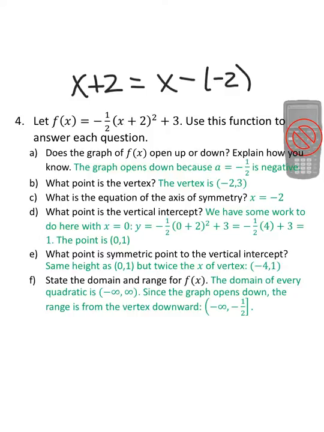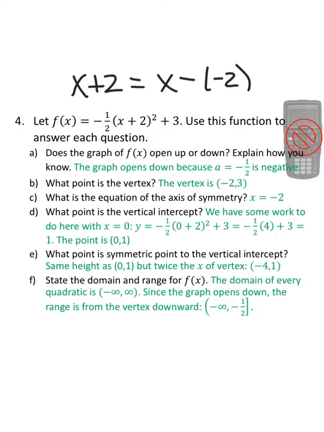What point is the vertical intercept? Remember, just like the last problem, vertical intercept is a fancy way of saying the y-intercept. The y-intercept will always have an x value of 0, so I substitute an x value of 0 into my equation. Simplify, 0 plus 2 is 2. 2 squared is 4. Now I have -1/2 times 4 plus the 3. Half of 4 is 2. Negative times a positive is negative, so I get -2 plus 3 makes 1. I want my answer in point form, so x is 0, y is 1, my point is (0, 1).